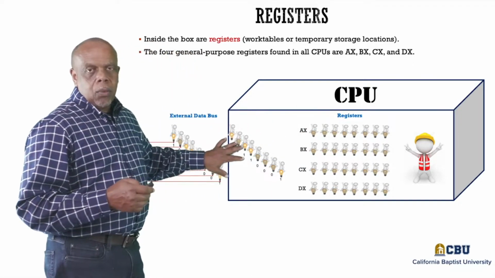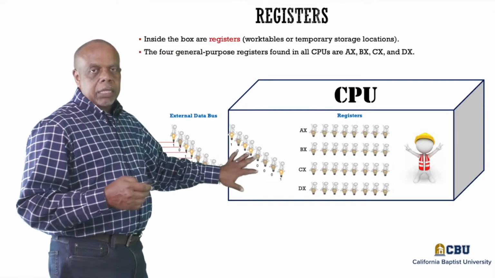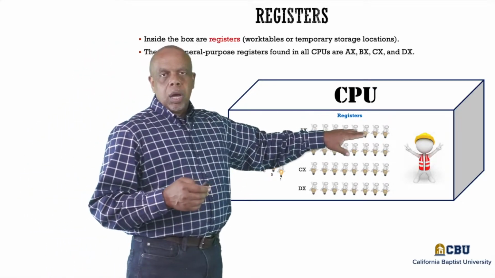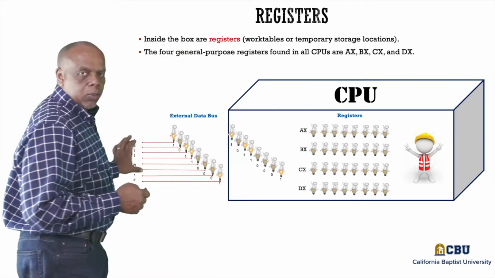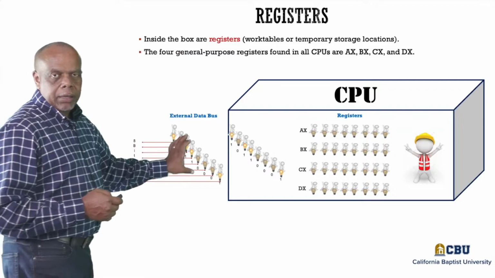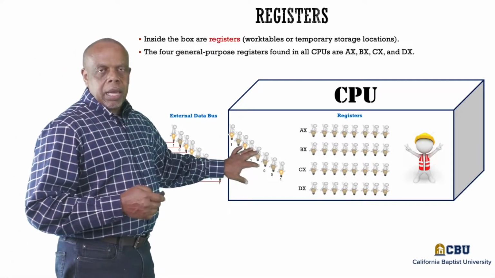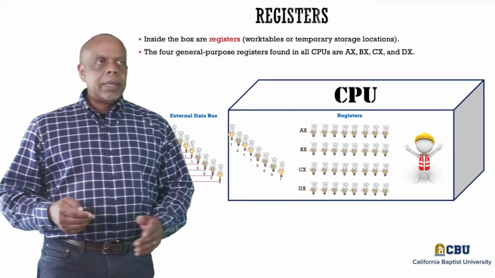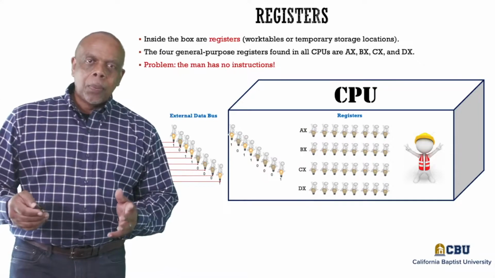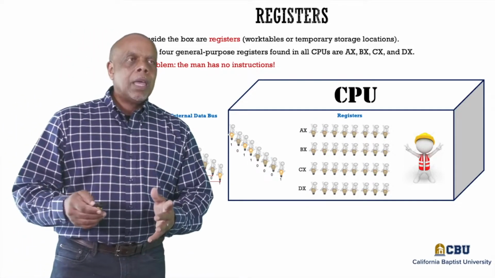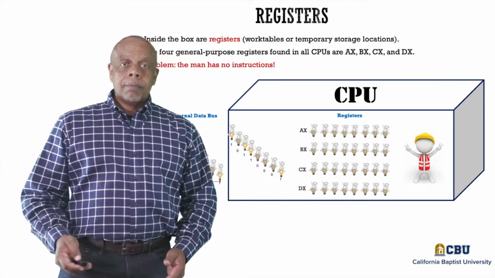So now we can transfer things coming off of this bus into a register. Let's say this 8-bit word came trucking in. Boom, it turned the lights on. The lights on the inside of the box turned on, and now we can do something with it, right? We could, but here's the problem. There's always a problem, isn't there? The problem is the man in the box doesn't have any instructions.